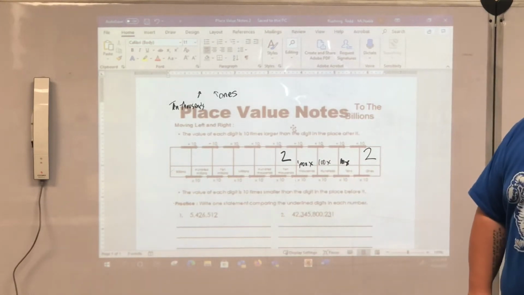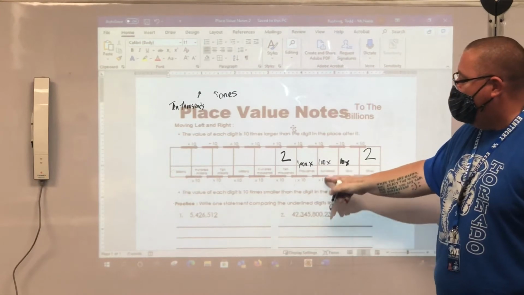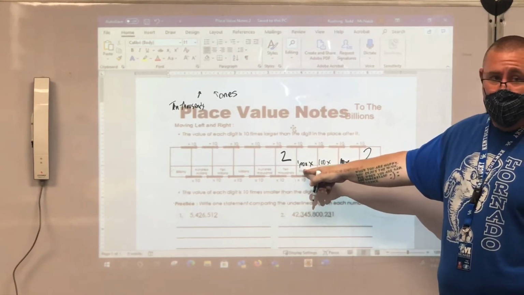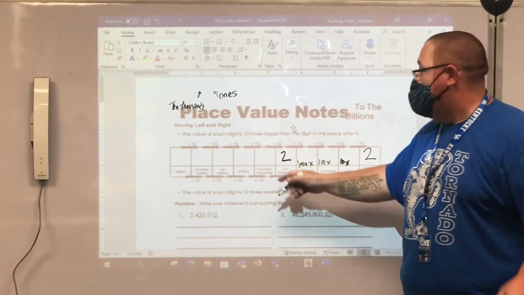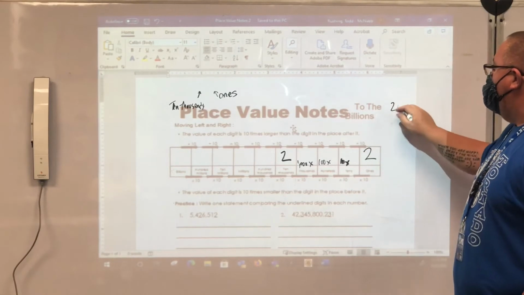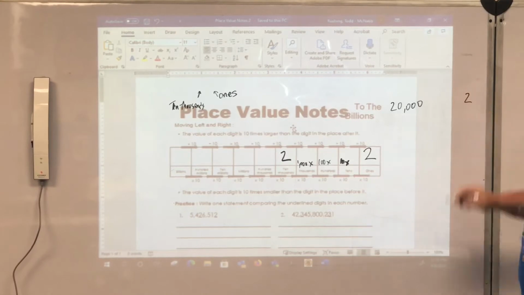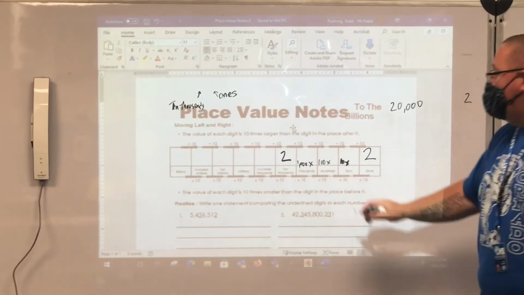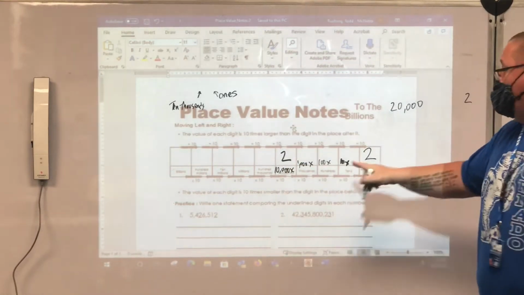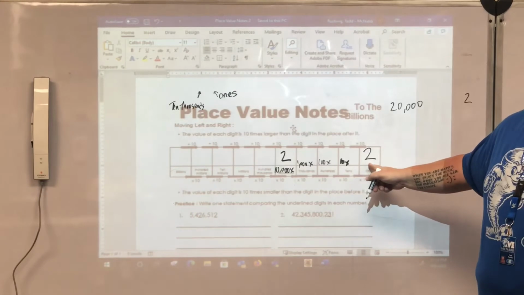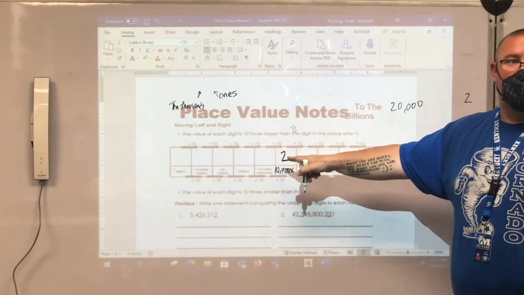Okay? And we're going to move one more. So 10 times bigger, 100 times bigger, 1,000 times bigger. What do you think is going to go next? 10,000 times bigger. Okay? So really we're comparing 20,000 and 2. Those are the 2 numbers. So this number was 10,000 times bigger than our 2 in the ones place, because it'll take 10,000 of these to make that.